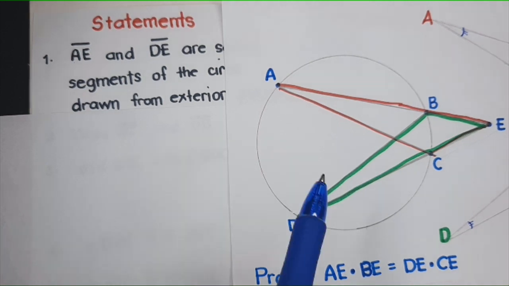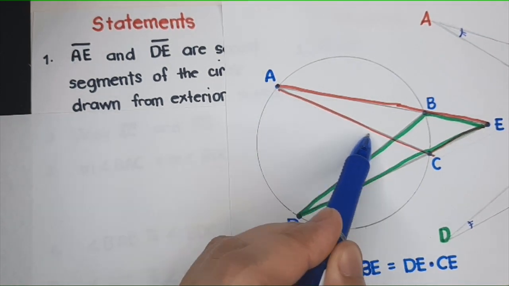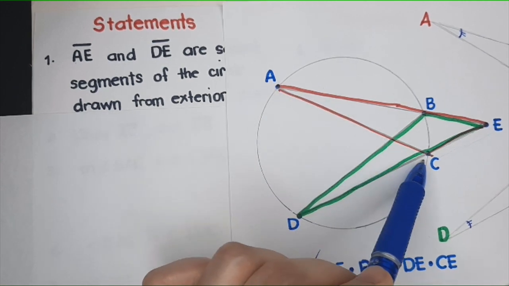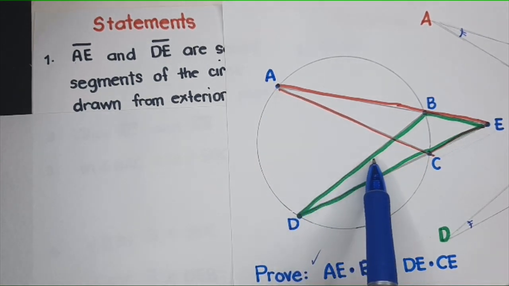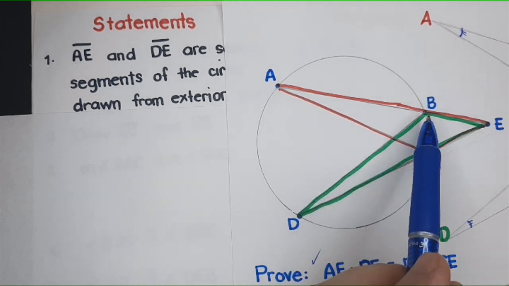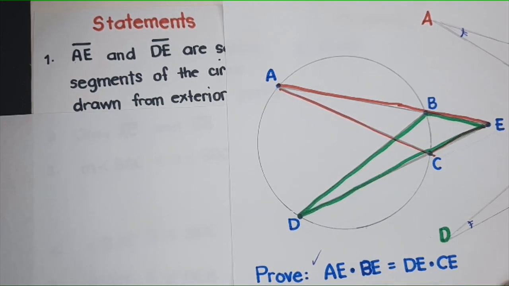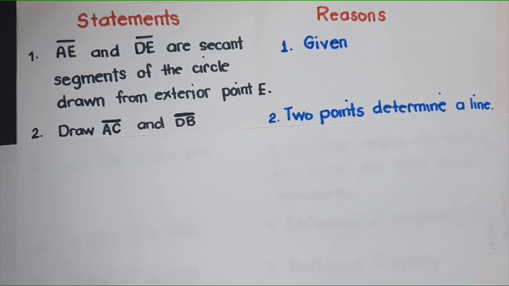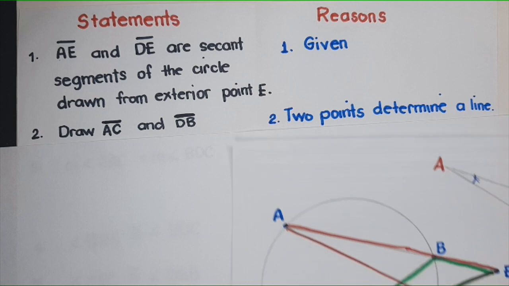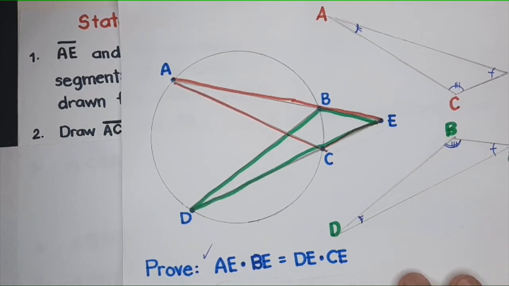Okay, so if you recall the figure, ito siya. After the given, we draw these two line segments, right? The line segment AC and the line segment DB. Okay? So here. Reason: 2 points determine a line. Then after that, let's go back to our figure.